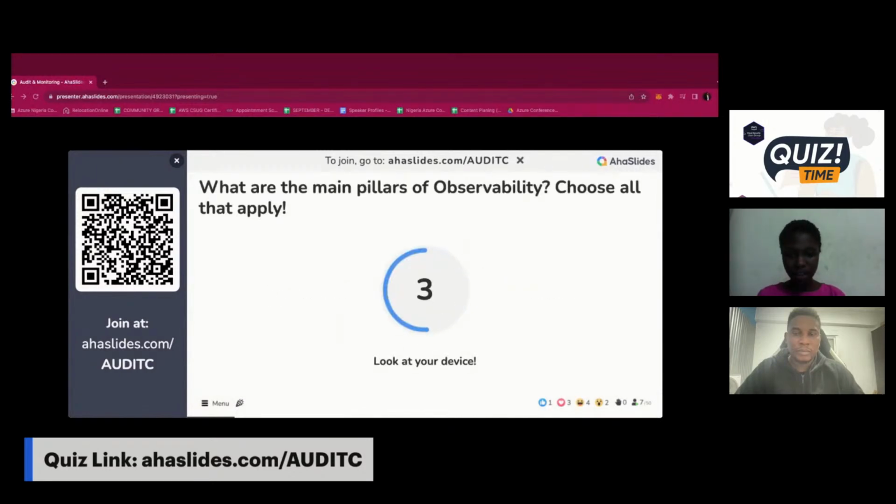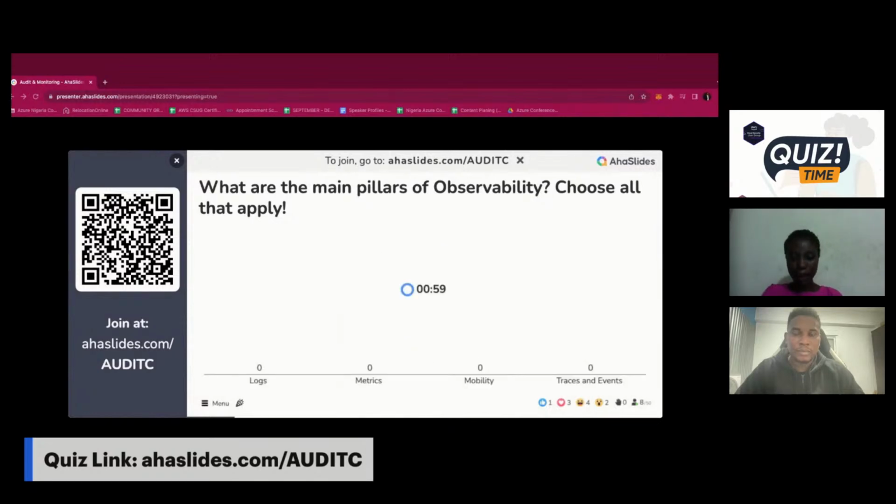All right. Question 1: what are the main pillars of observability? Choose all that apply. What are the main pillars of observability? For those that wrote it down, I think I took note of the slide here. Choose all that apply.